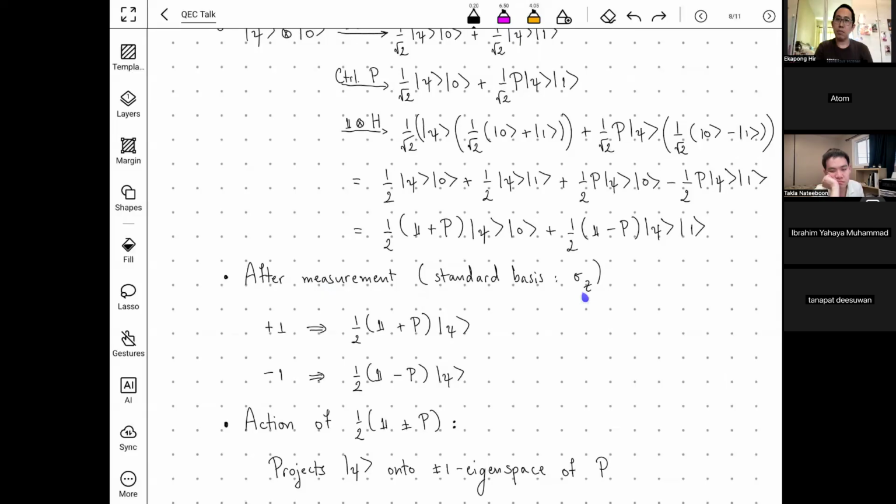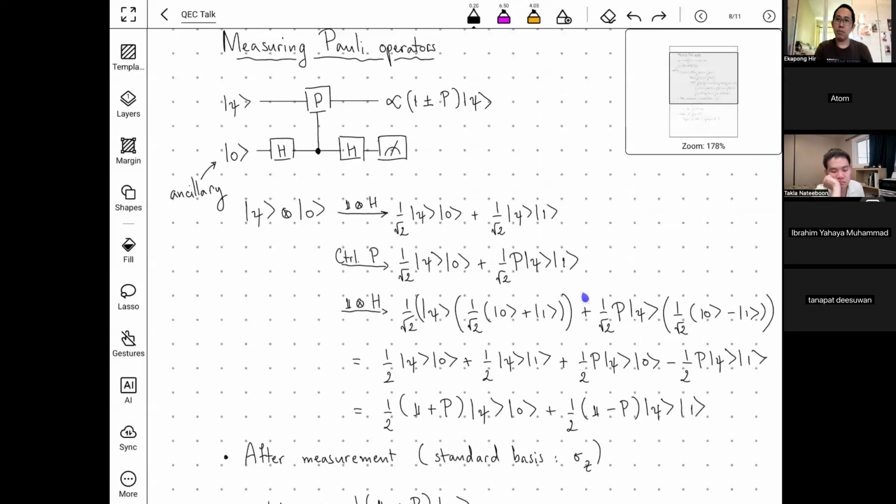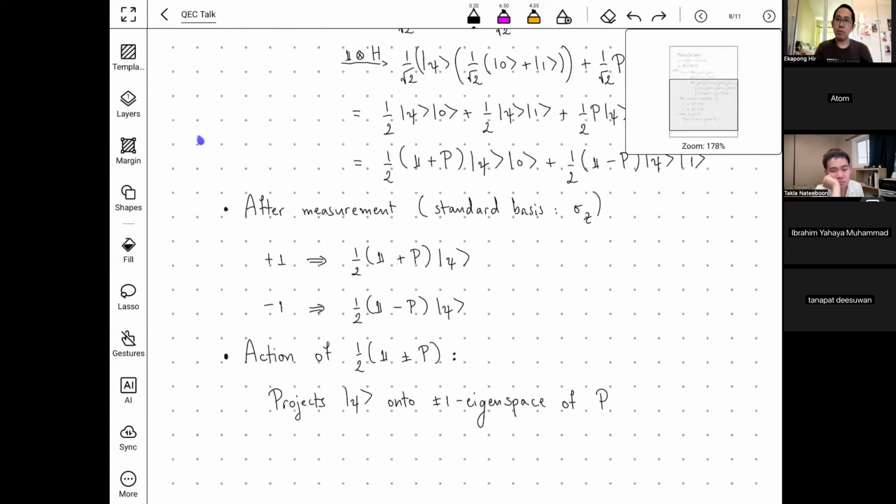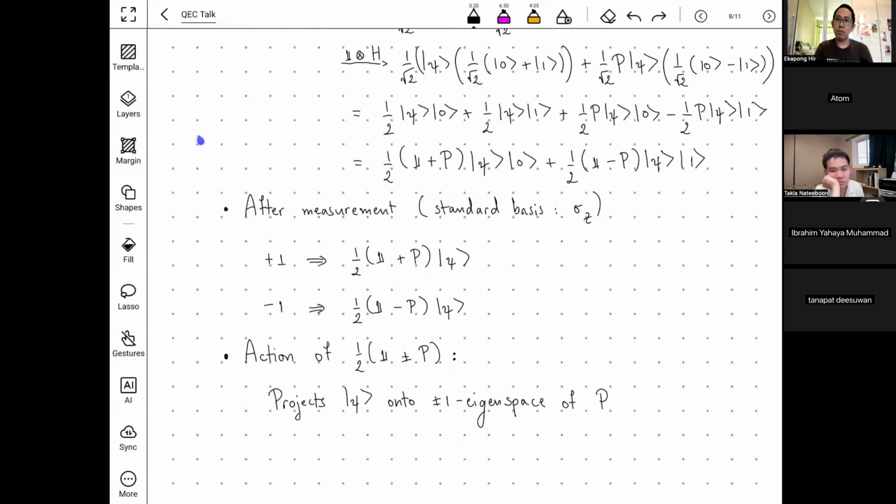So after measurement in the standard basis on this qubit, what you'll get is that if the measurement comes out to be 0, the state is left in this state: 1 over 2 times (identity plus P) applied to psi. And if you measure it and get 1, what you'll get is 1 over 2 times (identity minus P) applied to psi.